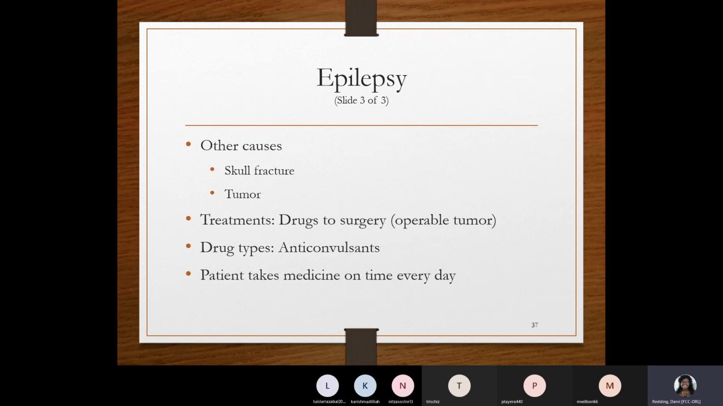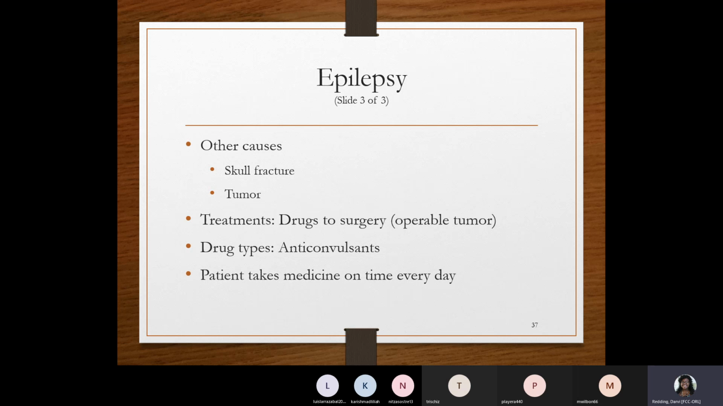A person could experience a seizure disorder based on a skull fracture, maybe they were in some type of accident, or a person having a tumor. Now, when it comes to the treatments, a person can take either drugs or they can have surgery. And the only reason to have surgery is so that the physician can operate on the tumor.